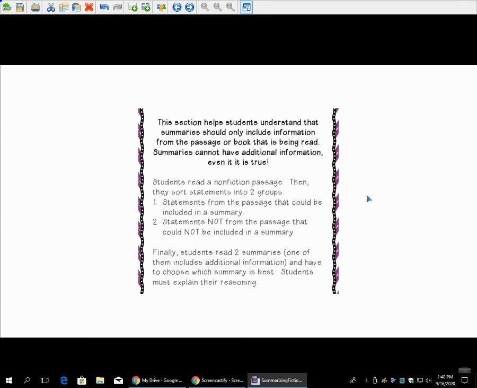So, just as I said before, today's focus on choosing a good summary is all about the summary cannot have additional information in it, even if that information is true, which we're getting ready to find out in a second as we read our passage.